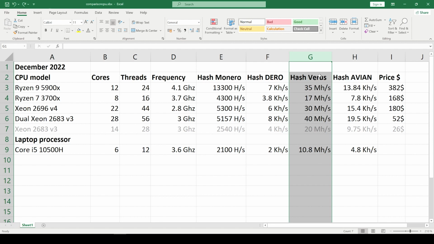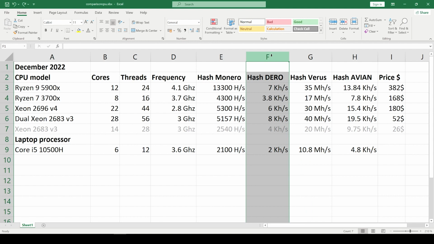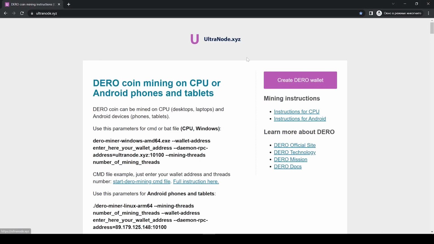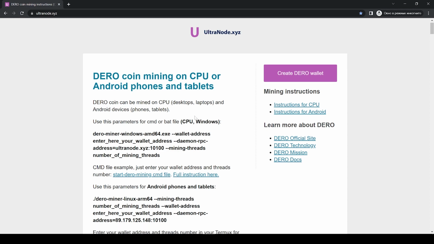as many Verus coins as possible, but after that I will start mining Dero because in my mind it is the most profitable coin for CPU mining right now in December 2022, and I'm using ultranode.xyz for the required mining, and you can also do that.